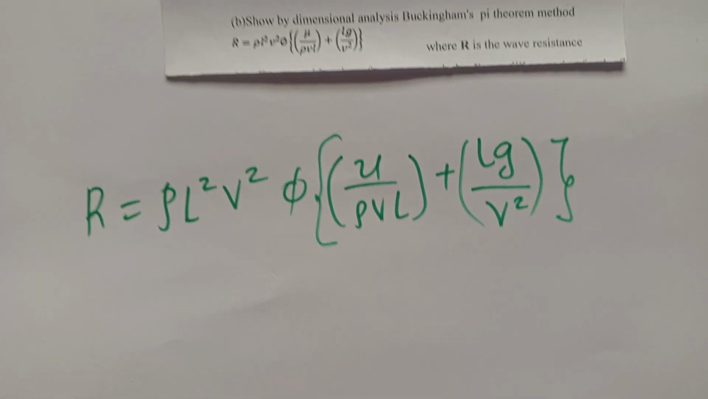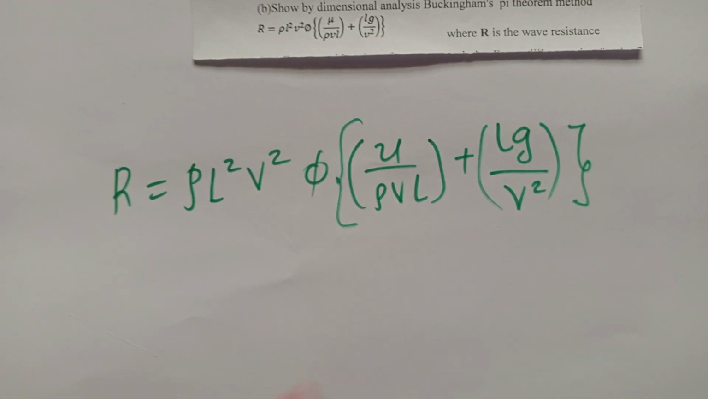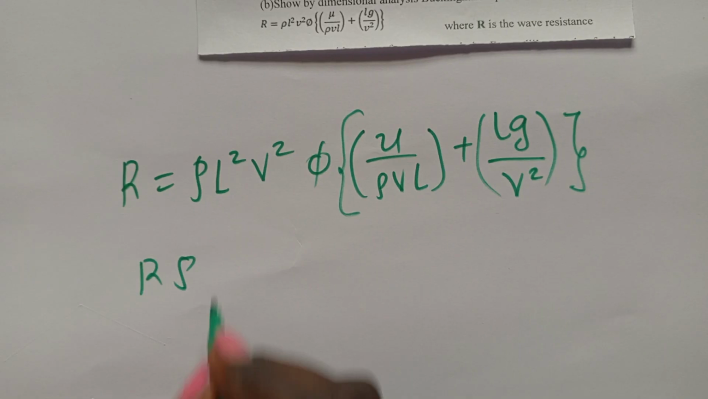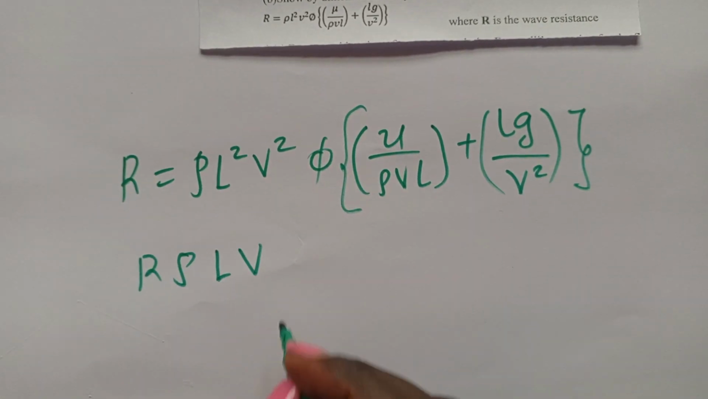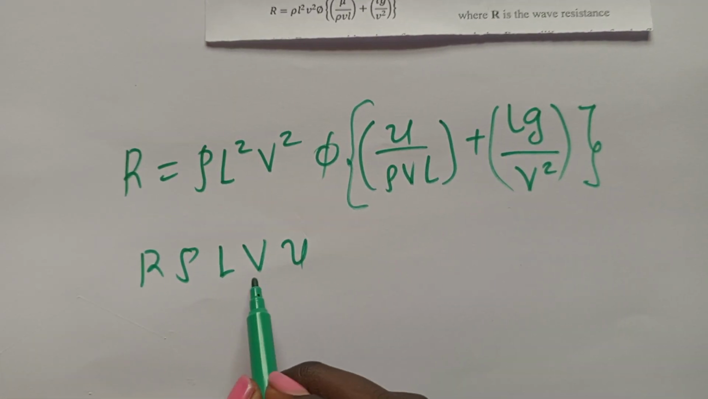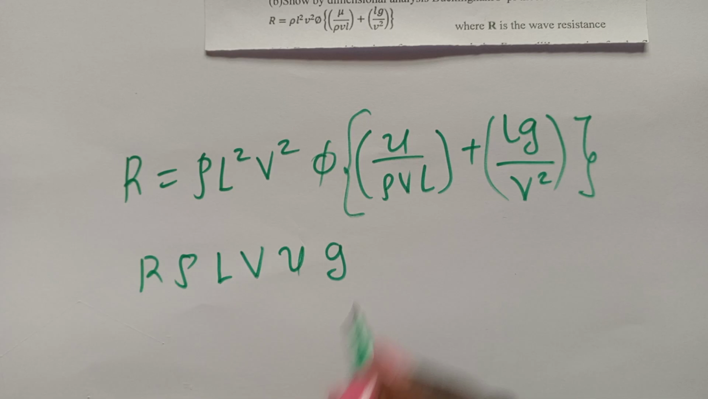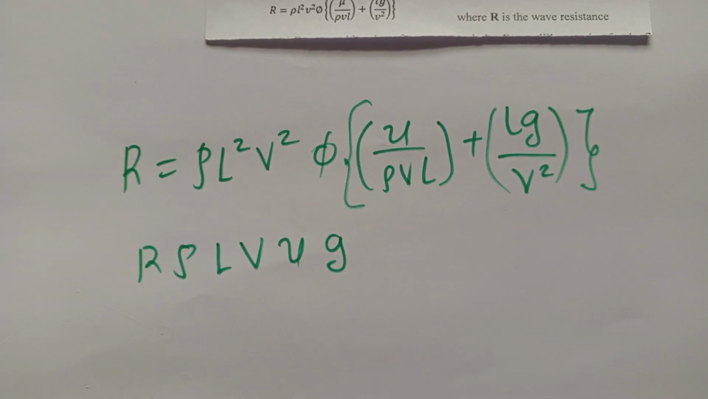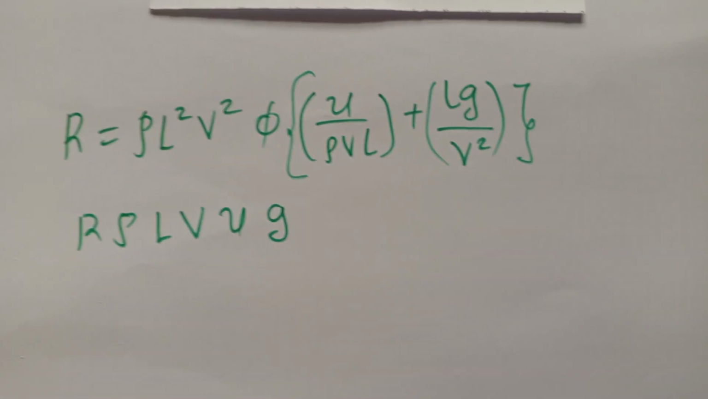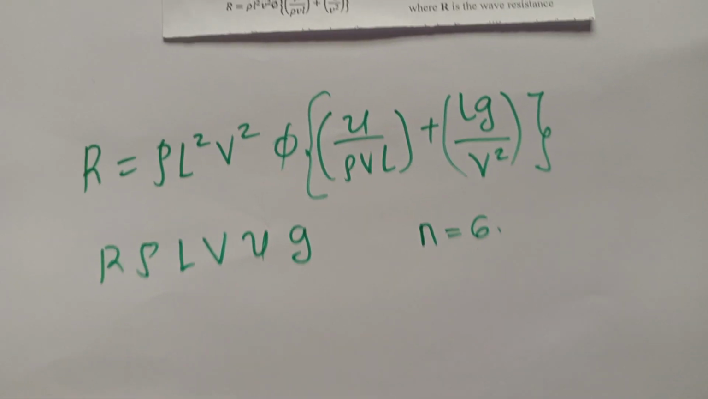Like we said in our procedure, number 1 is that we need to first identify the variables that are present here. So we have R as the first variable, we have the density, we have L, velocity, mu. I'm not going to rewrite them because I already have them here, and that would be our last variable. So we have 1, 2, 3, 4, 5, and 6. So our n is 6 variables.